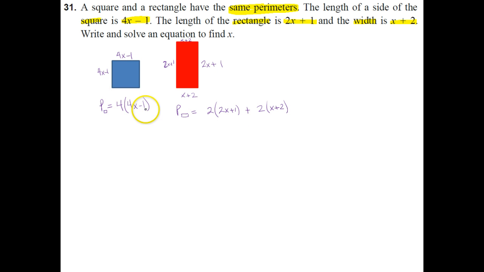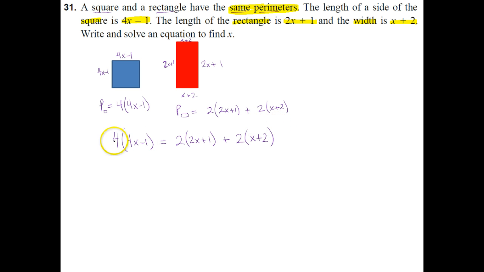So this is an expression for the perimeter of the square. This is for the perimeter of the rectangle. And we are told right here that the square and the rectangle have the same perimeters. So I can set these two equal to each other. So 4 times 4x minus 1 equals 2 times 2x plus 1 plus 2 times x plus 2. Okay, so now we're back at one of these big equations that we need to solve.